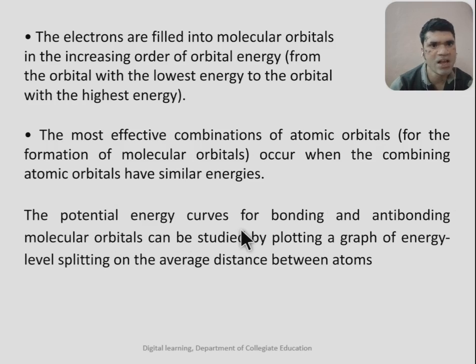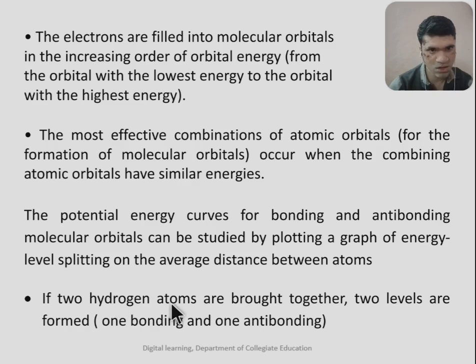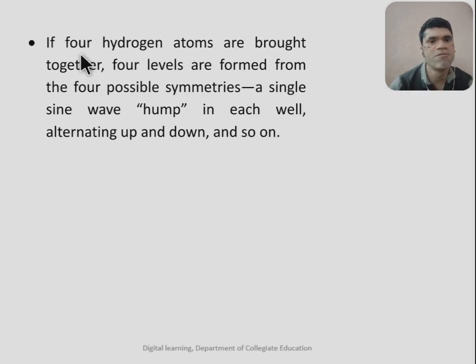The potential energy curves for bonding and anti-bonding molecular orbitals can be studied by plotting a graph of energy level splitting against the average distance between atoms. If two hydrogen atoms are brought together, two levels are formed, that is one bonding and one anti-bonding. If four hydrogen atoms are brought together, four levels are formed.